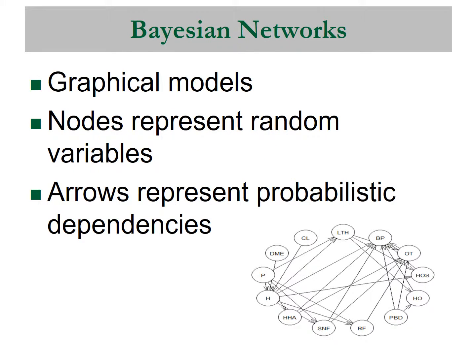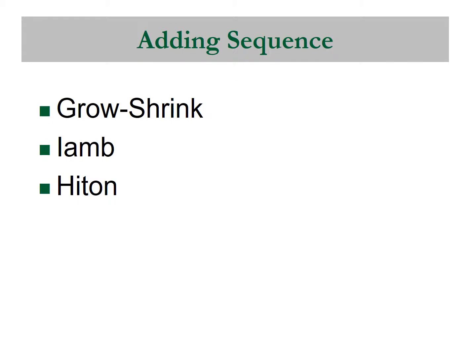Bayesian networks are graphical models, and as shown on the small graph below, nodes represent random variables and arrows represent probabilistic dependencies. During my analysis, I will use three constraint-based algorithms. The first one is Grow-Shrink. The second one is called IAMB, and the third is Hiton sequence.